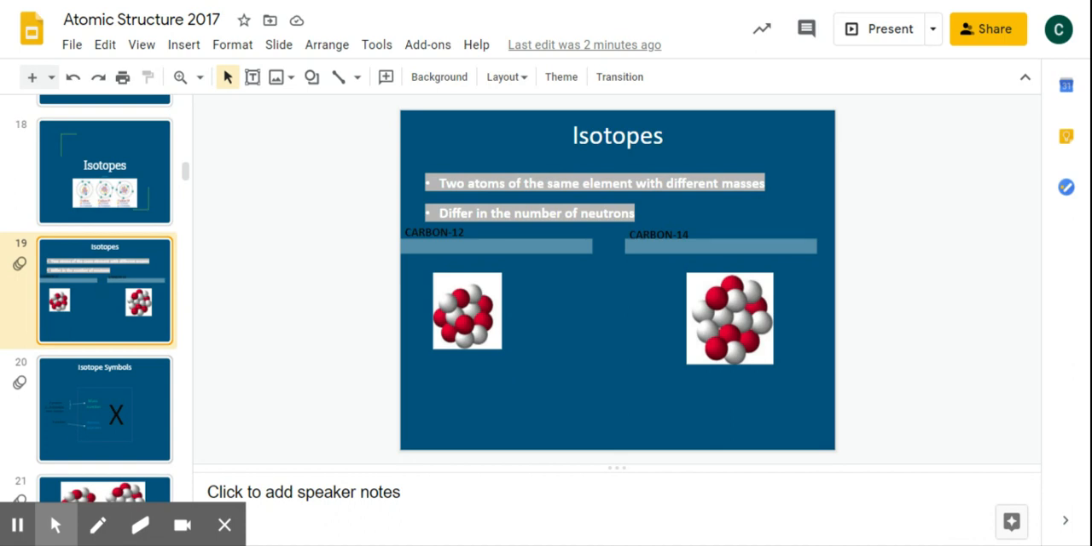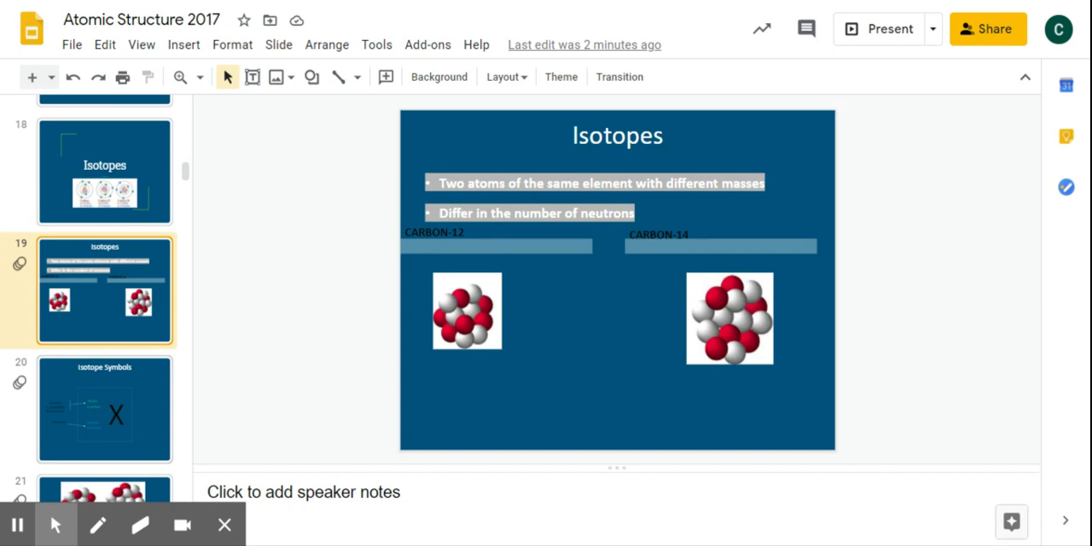So what are isotopes? Isotopes are two atoms of the same element and they have different masses. So remember that we talked about in the first set of notes that atoms, if they're the same, they have the same number of protons. That cannot change, but what can change is the mass, and that's going to be changed by the number of neutrons. So that's going to be what's changing our masses, and that's going to be different in our neutrons.